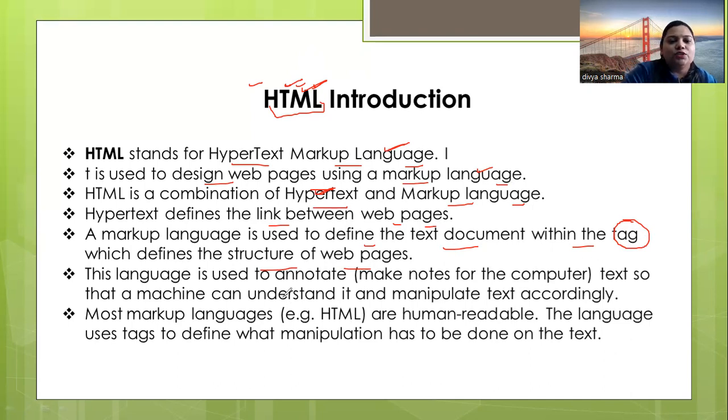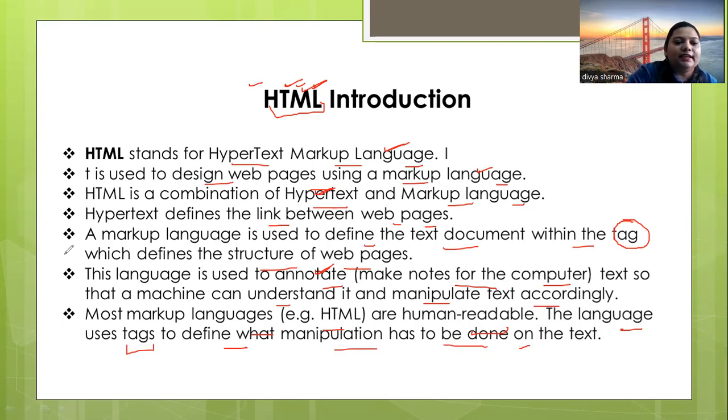This language is used to annotate, make notes for the computer, to annotate text so that a machine can understand it and manipulate text accordingly. Yeah, annotate means that you can change it, you can write it again and again so that a machine can understand it. Most markup languages, for example HTML, are human readable languages. It's very simple, very easy to learn, and it's very common for humans, and they can read it easily. The language uses tags, so this language is totally based on tags to define what manipulation has to be done on the text, right?